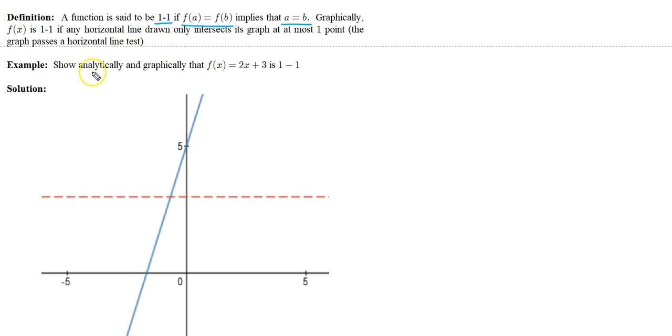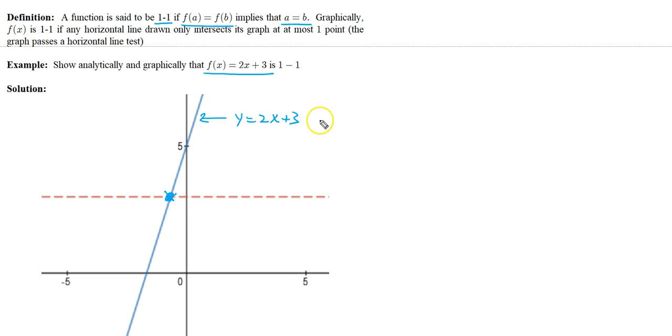For example, down here we have the graph of the function 2x plus 3. The blue curve is the graph of 2x plus 3. And you can see pretty easily that any horizontal line that we draw, no matter where we draw that horizontal line, it only crosses the graph at one point. So that means that this function is going to be one-to-one.